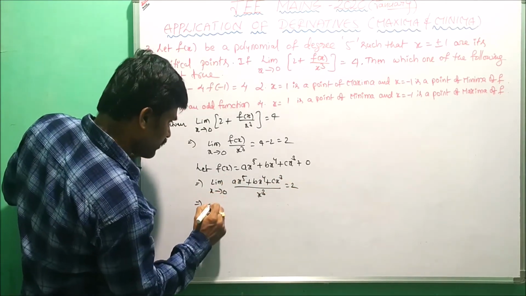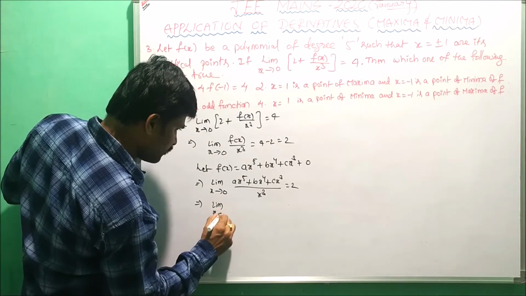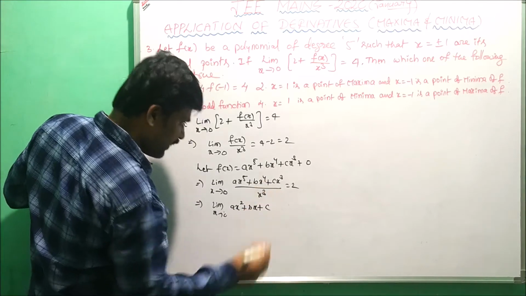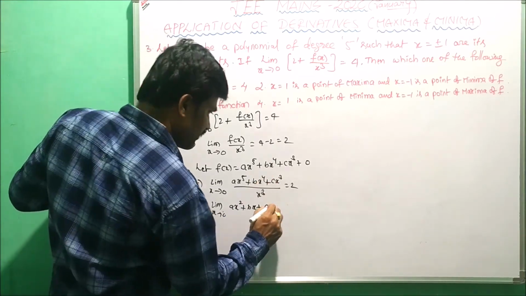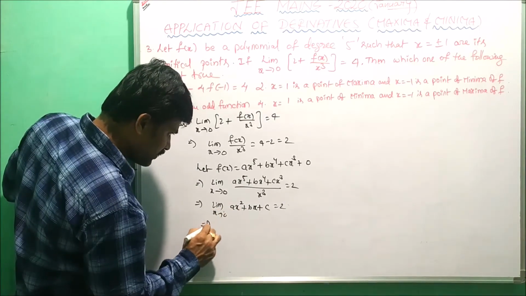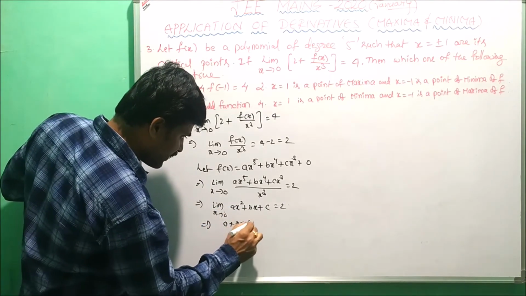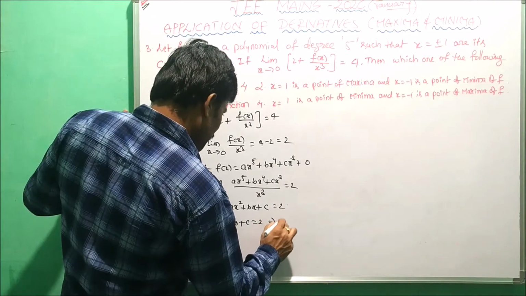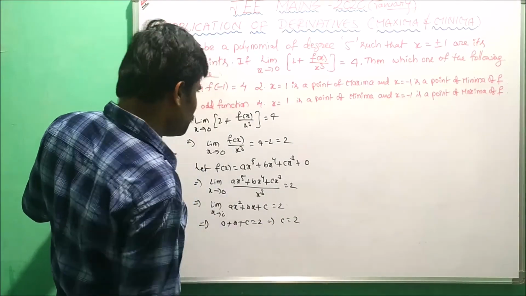Now divide with this one, that is the limit as x tends to 0 of ax^2 + bx + c, as x^3 by x^3 will be cancelled, that value is equal to 2. Now substituting the limit value in this one, that is 0 + c = 2, which implies c = 2.